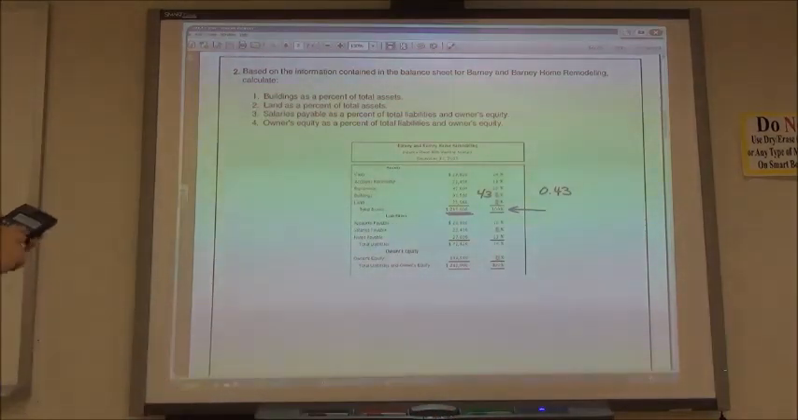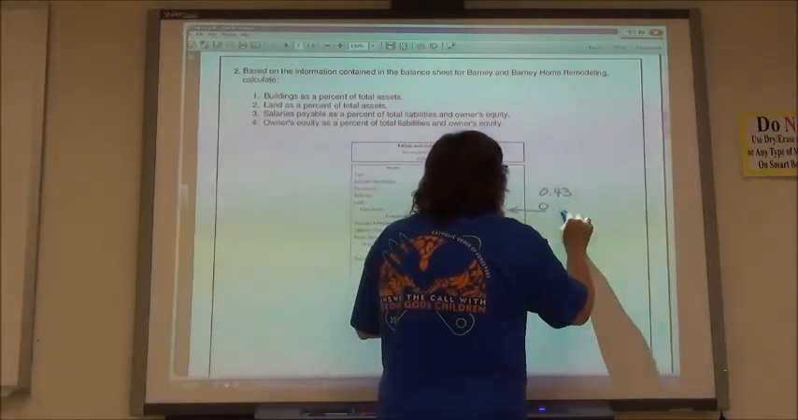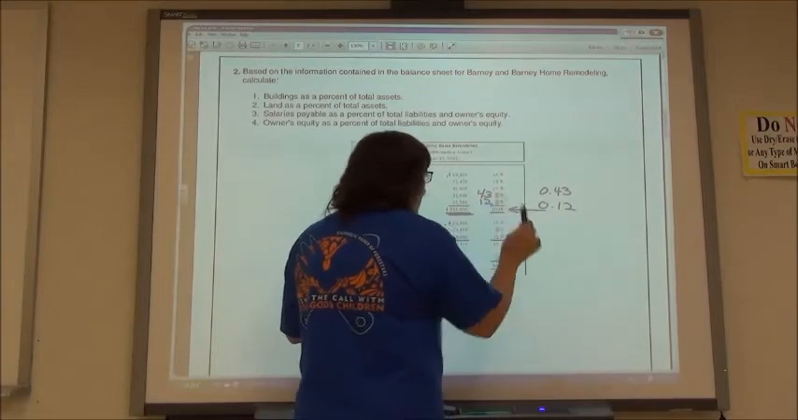Then I'm going to do the land. The land is $25,560 divided by my total assets, $213,000. I get 0.12, which is 12%.